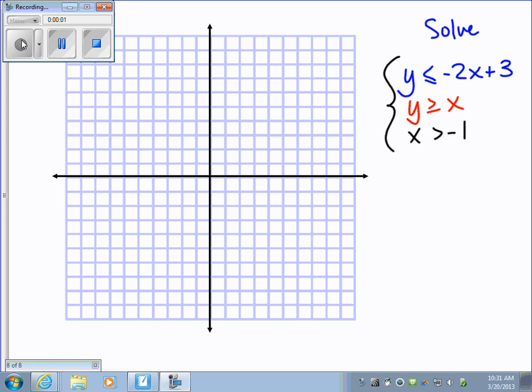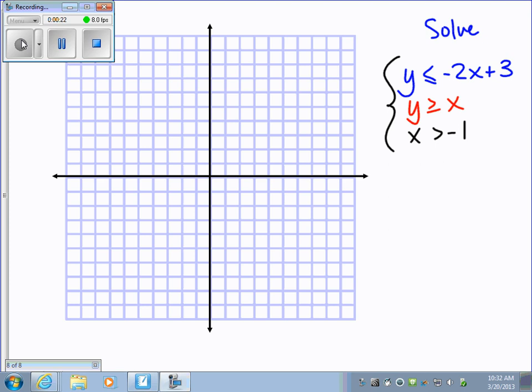So now we're going to solve a system of inequalities. What you see on the board here, we're supposed to solve the system that says the y values are less than or equal to negative 2x plus 3, the y values are greater than or equal to x, and x is always greater than negative 1.